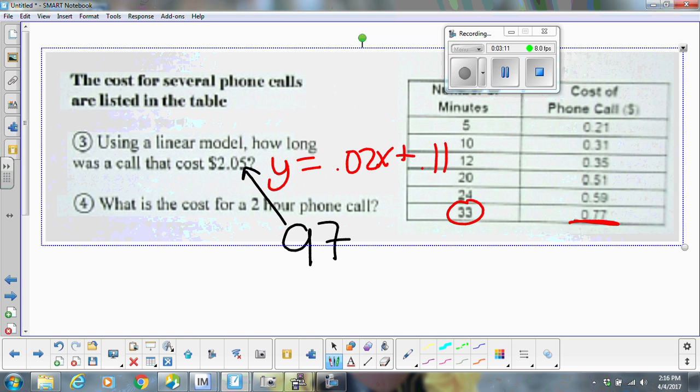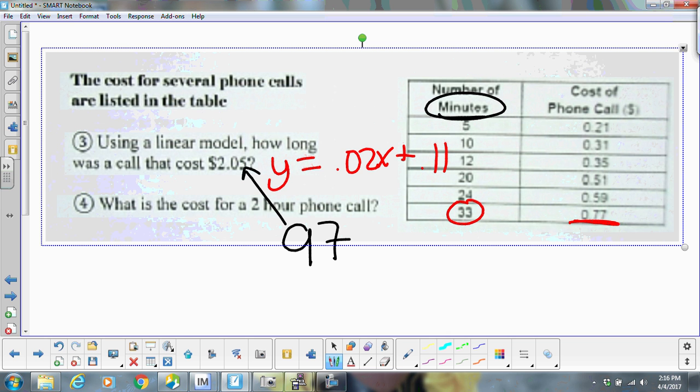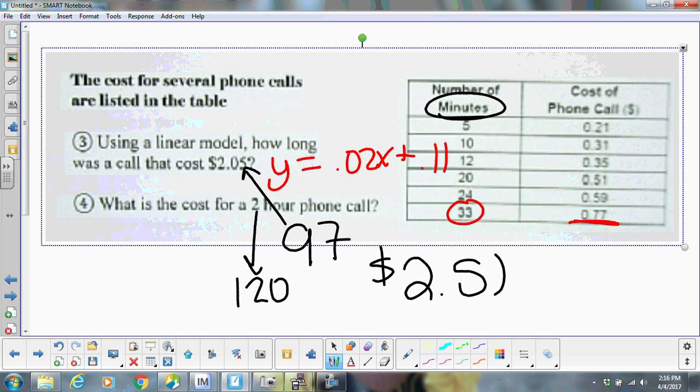Okay, for 4, what is the cost of a 2-hour phone call? Pay attention here because this is given to you in minutes. So a 2-hour phone call is going to be 120 minutes. When you do your second window, you type 120 and then second graph, and that would give you a total of $2.51 for number 4.